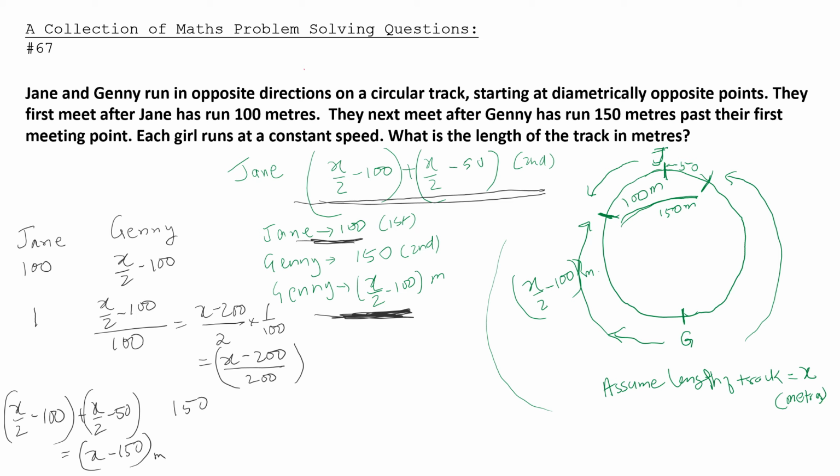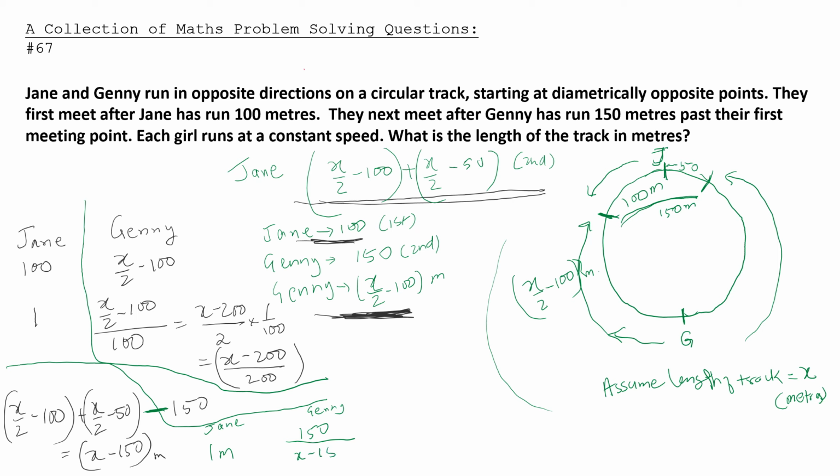So when Jane has run 1 meter, again this is Jane, Jenny will have run 150 divided by x minus 150, because this is relating to the first part.